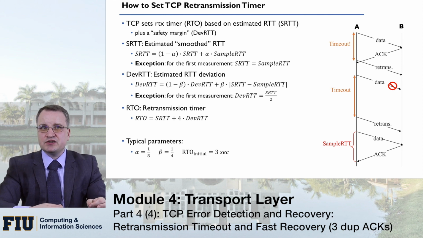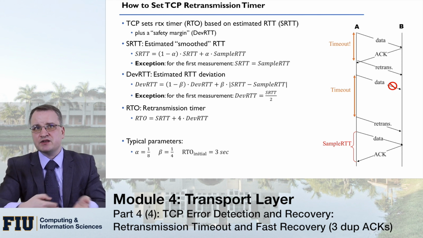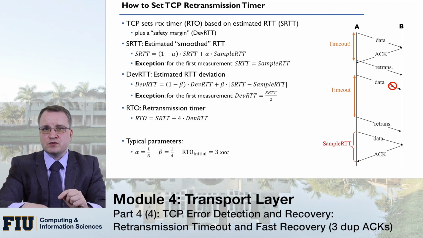Something similar is done for the deviation of RTT. It's done not with the sample itself, but with the difference between the average RTT and the sample of RTT, just averaging using a different constant. The constants that I gave you here were alpha equal to 1/8 and beta equal to 1/4. These are very common constants that have been used as part of the TCP stack on all operating systems.